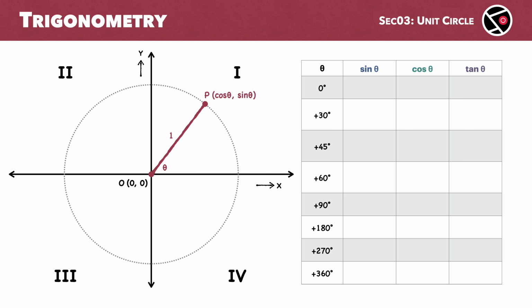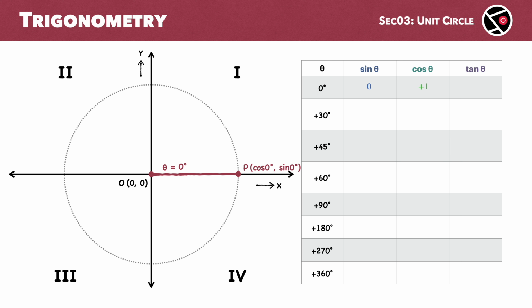Let's start with theta equal to 0 degrees. At 0 degrees, point P lies on the x-axis. The x-coordinate is plus 1. The 1 comes from the radius of the unit circle, and the plus sign indicates the direction. Since point P is on the positive side of the x-axis, we have cos 0 degrees equal to plus 1. As point P lies on the x-axis, the y-coordinate is 0, which means sine of 0 degrees is 0.